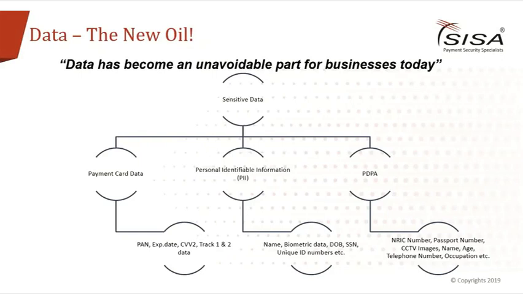And then if you're talking solely from an Asian market perspective, then we're talking about the PDPA, where we are talking about the NRIC number, which is the national registration number, the passport number, the CCTV images, the name, the age, telephone number, occupation, etc. Now, payment card data and PII are very generic information. However, when we're talking specific to a particular country, a particular domain, we are talking about the PDPA over here. A particular question comes to mind: how exactly can the name, age, telephone number, and occupation uniquely identify someone? Now, name itself or age itself or maybe occupation itself might not be able to uniquely identify a particular individual.